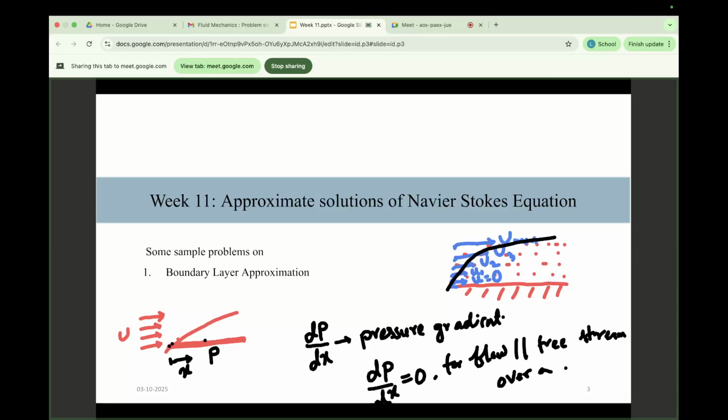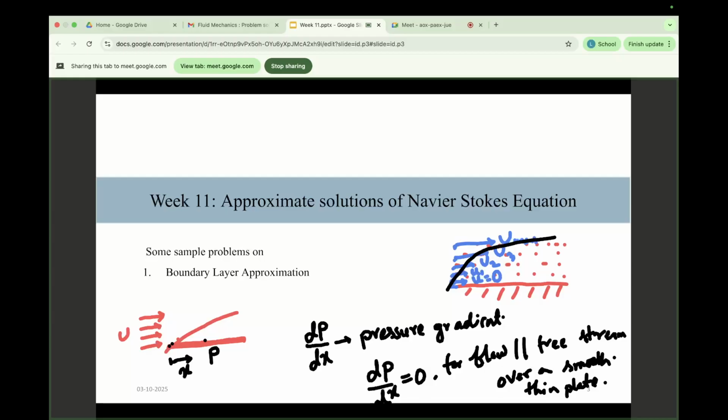over a smooth thin plate. Okay, that is the concept. That means the pressure gradient is zero.